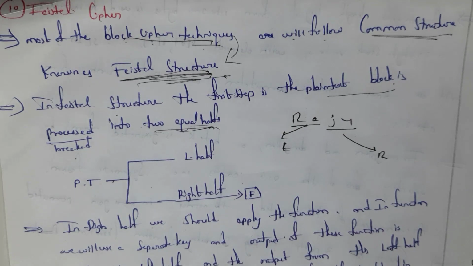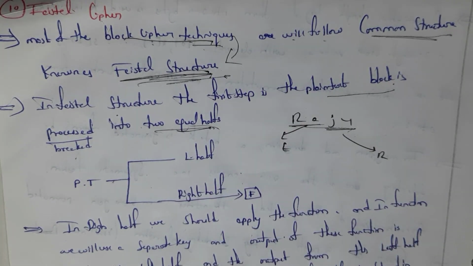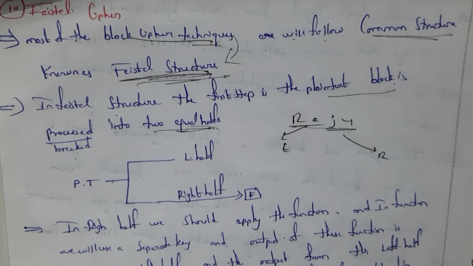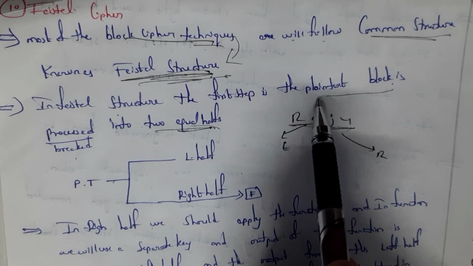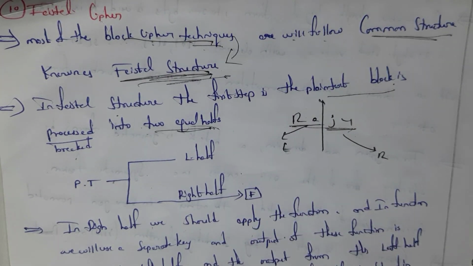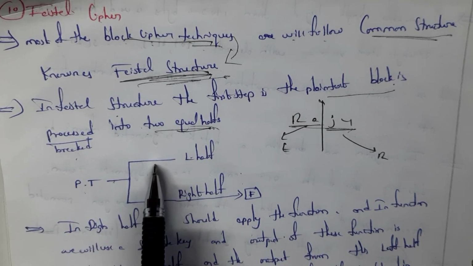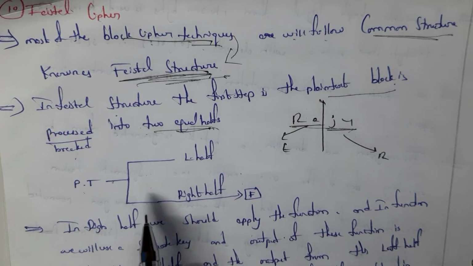For example, there is plain text. We need to convert this plain text into cipher text, so we need to break this plain text into two halves. For example, there is the name Raju. I will break this as RA on one side and JU on the other, where RA is the left side and JU is the right side. Plain text is divided into a left half and a right half.